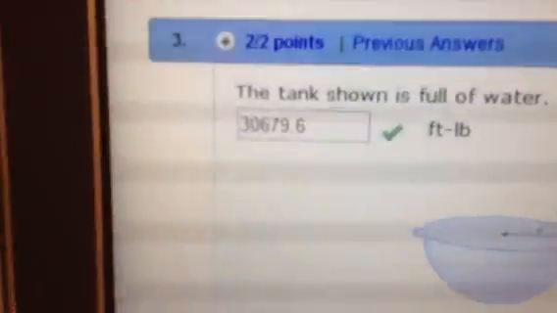Alright, number 3 is a really long problem, so I'm going to try to do this as quick as possible. There's the answer. Just kidding. I'm going to tell you how to find the answer. Okay, I will try to do it quickly though.